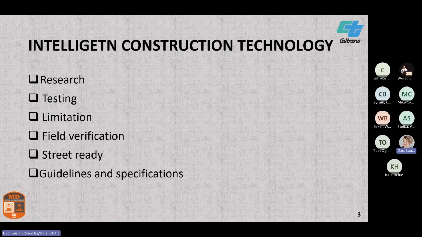Whenever it comes to intelligent construction technology, or anything you need to implement, there are major things that come into the picture. Research is done, and testing is done properly for California. What are the limitations of these technologies? Are they field verified? Not only the equipment, but the total output: is it really working for us, and better than what we have? And is the specification street ready, meaning easy to use?